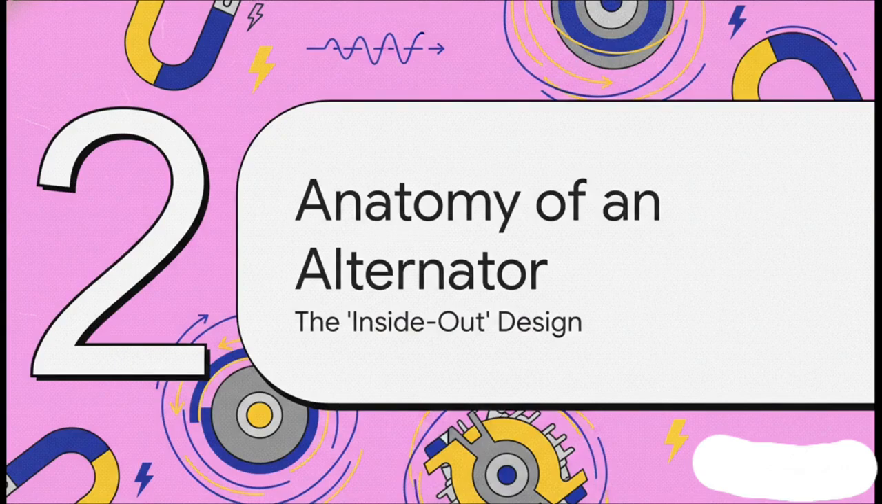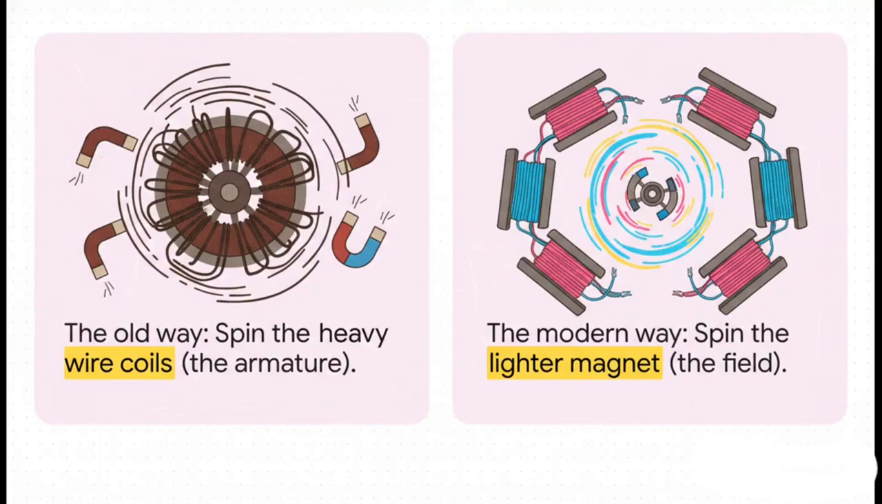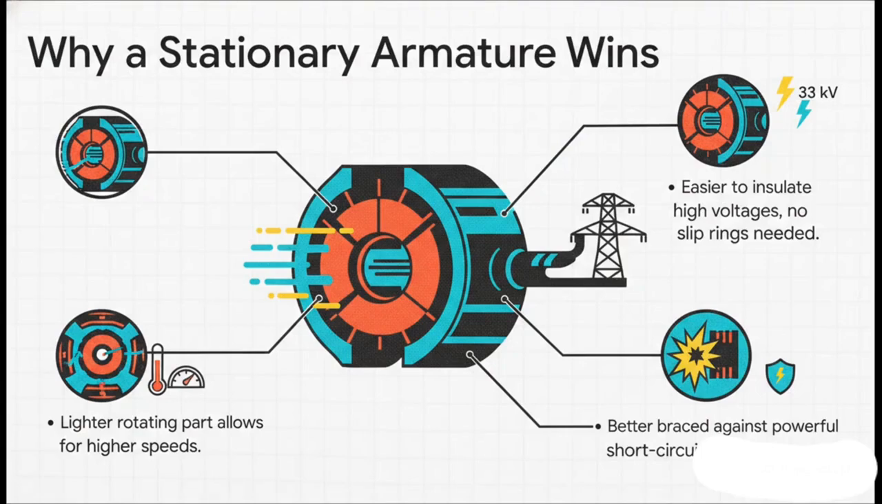Because modern alternators have this incredibly clever kind of inside-out design that makes them so powerful and efficient. So the first designs, they work the way you'd probably guess. They spun the big, heavy coils of wire, that's the armature, inside a stationary magnetic field. But then engineers had this brilliant idea. Wait a minute, why not flip that around? So in modern alternators, the much lighter electromagnet, the field, is the part that spins, while the really heavy, high-power coils just stay put.